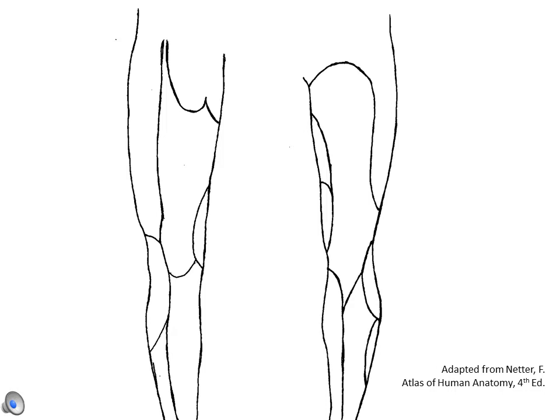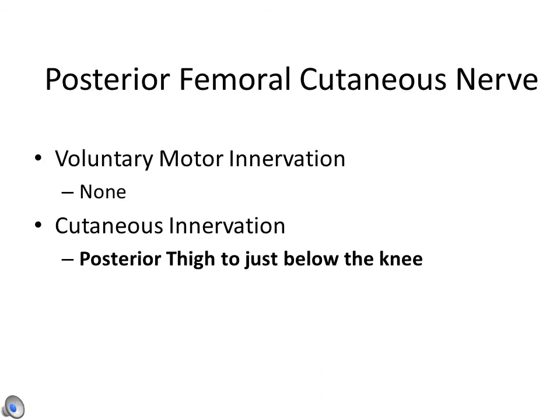Pause the lecture to draw in the cutaneous innervation of the obturator nerve. How does your drawing compare? The posterior femoral cutaneous nerve is a nerve from the lumbosacral plexus. It is a mixed division nerve and has contribution from S1 through S3. The posterior femoral cutaneous nerve does not have any motor innervation. It does have cutaneous innervation to the posterior thigh to just below the knee.